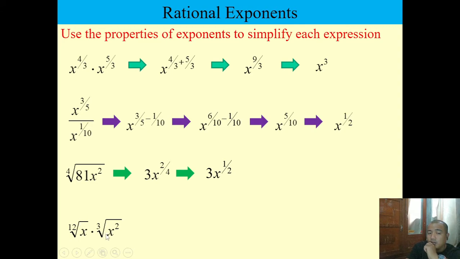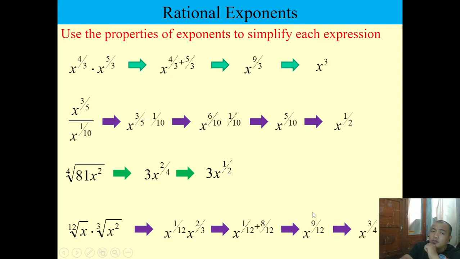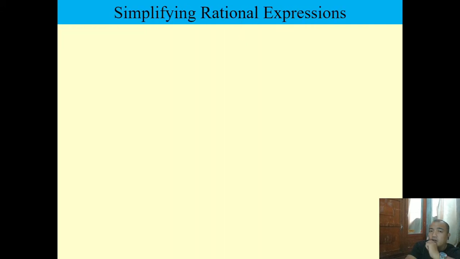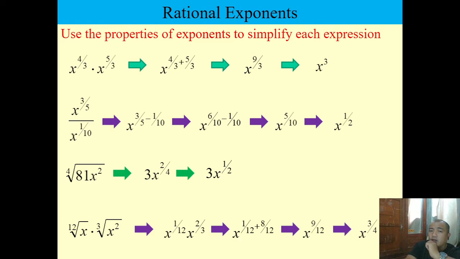Next, the 12th root of x times the cube root of x squared. That means x raised to 1 over 12 times x raised to 2/3. Same base, so add the exponents: 1 over 12 plus 2/3. And 2/3 can be written as 8 over 12 to make them similar fractions. So that means x raised to 9 over 12. The lowest term of 9 over 12 is 3/4. So the answer is x raised to 3/4. Okay, you can screenshot this part.